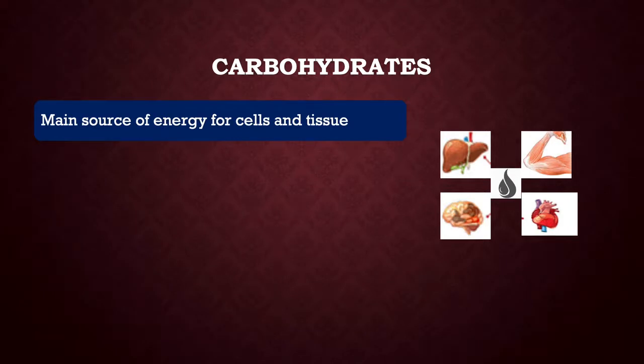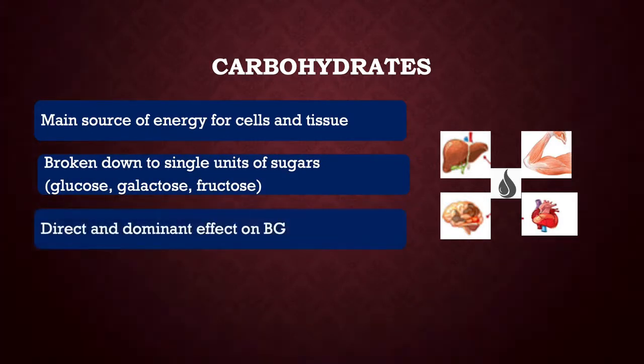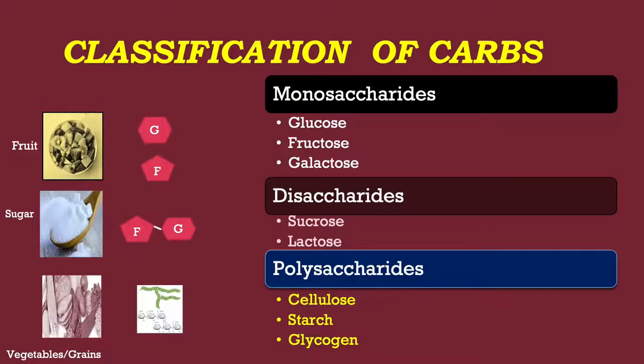Simply put, carbohydrates are made of sugar units called monosaccharides. Because of this, carbohydrates have a direct and dominant effect on blood glucose. When we consume foods with carbohydrates, our body breaks them down into these single units of sugar so they can be used for energy. We have just discussed that carbohydrates are made up of single sugar molecules called monosaccharides.